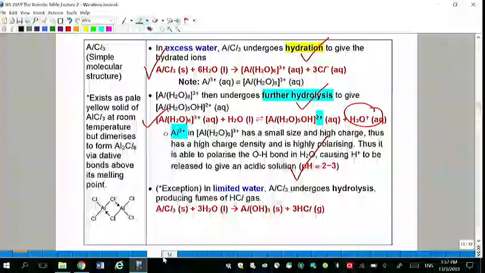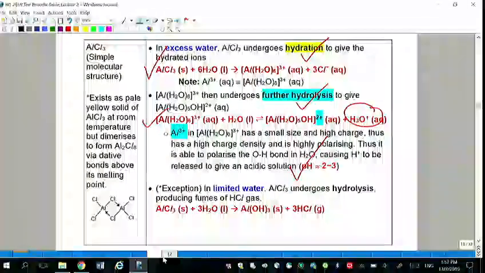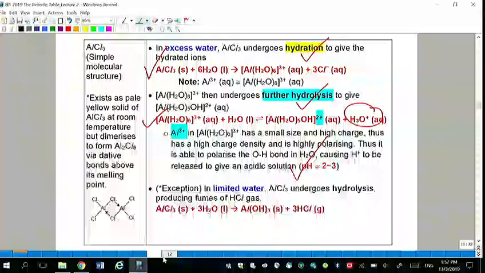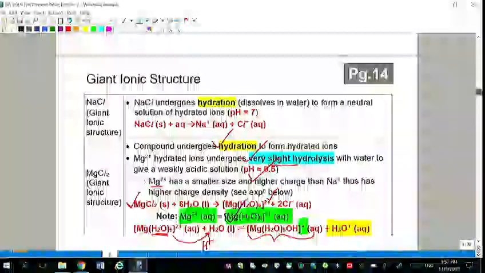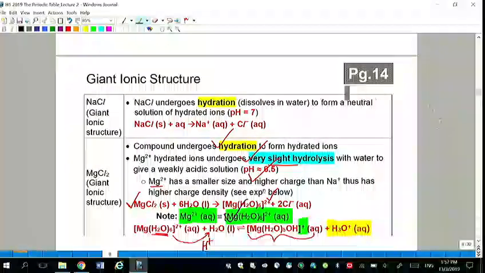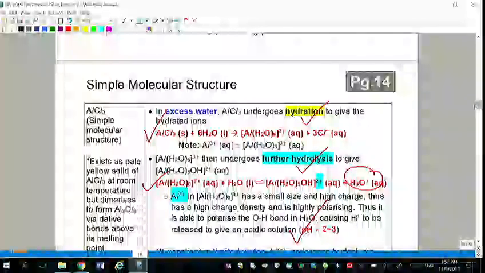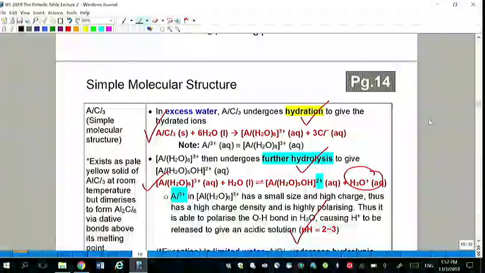So the ownership is really on all of you, to make sure that you understand and are able to recognize the trend. So over here, I'm comparing sodium chloride, magnesium chloride, and aluminum chloride. Overall, you can see that sodium chloride undergoes hydration, magnesium chloride, with moderate charge density, undergoes hydration followed by slight hydrolysis. Aluminum chloride, same thing, undergoes hydration followed by hydrolysis.